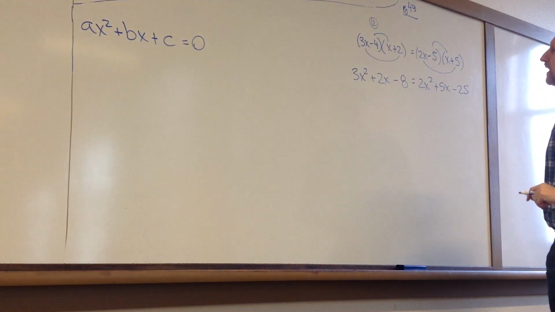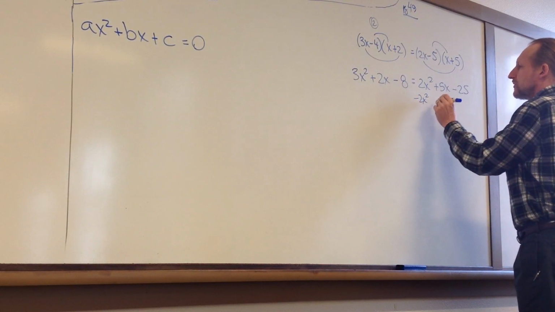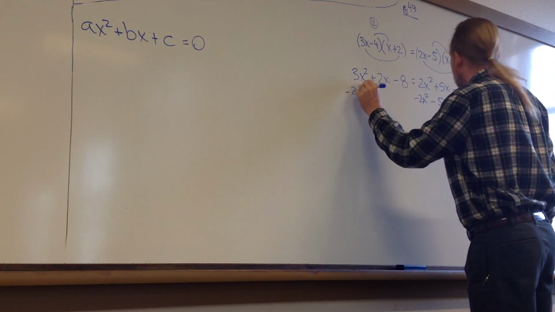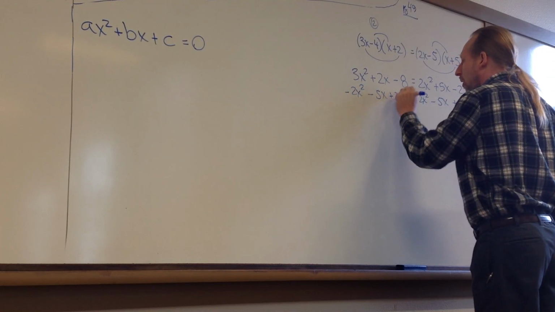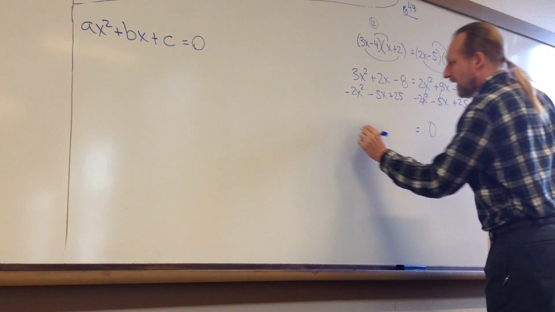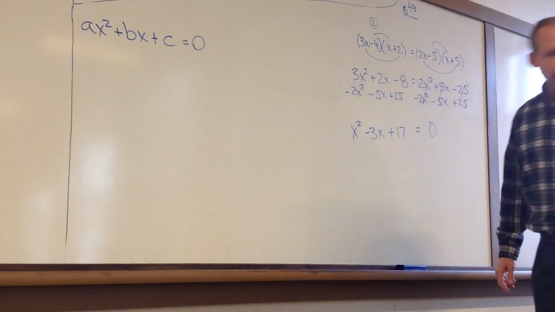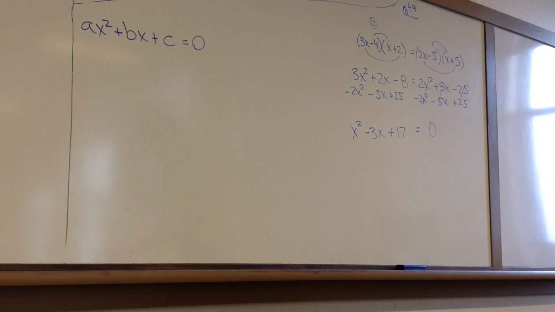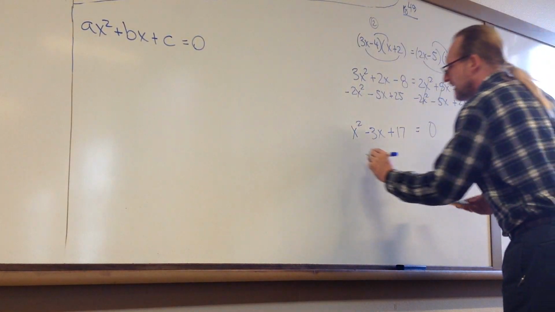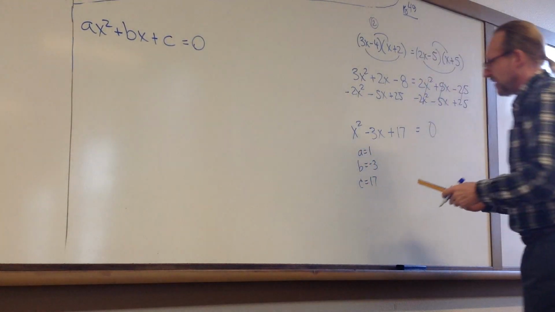and then minus 25. So I'm going to move all of this over to the left-hand side: subtract the 2x², subtract the 5x, and add the 25. So let's see what we get here. These all cancel out and leave us with 0. Over here, we're going to have 1x² - 3x + 17. And so now we'll run this through the quadratic. A is 1, B is -3, C is positive 17.